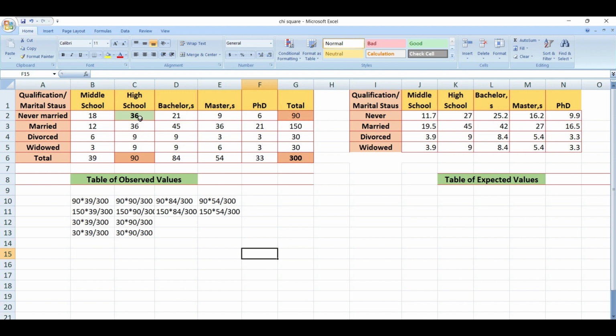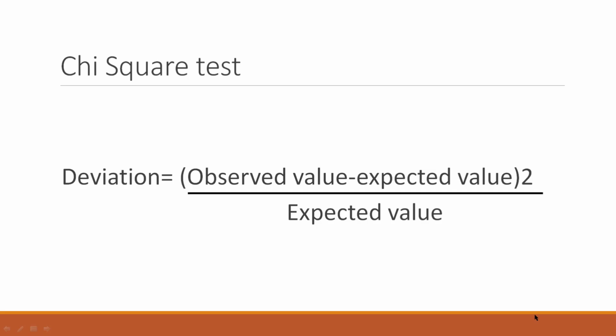Similarly, we are doing the same for this 12 number. For the 12 number, the row total is 150 and the column total is 39, divided by 300. Similarly, we have calculated all these values and we are getting the expected value for all the persons. Okay. Now you have seen that we got two tables, one for observed value and one for expected value.